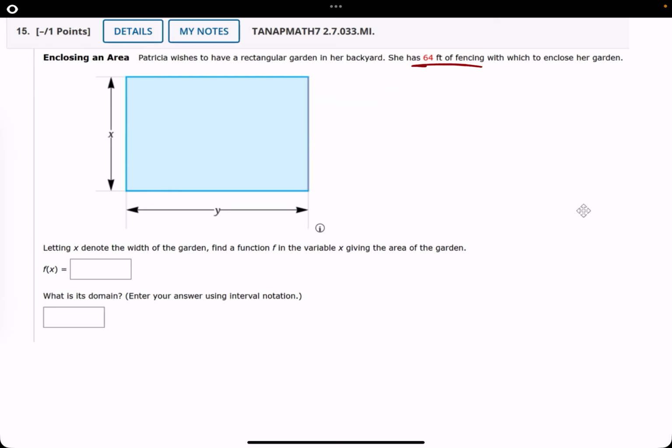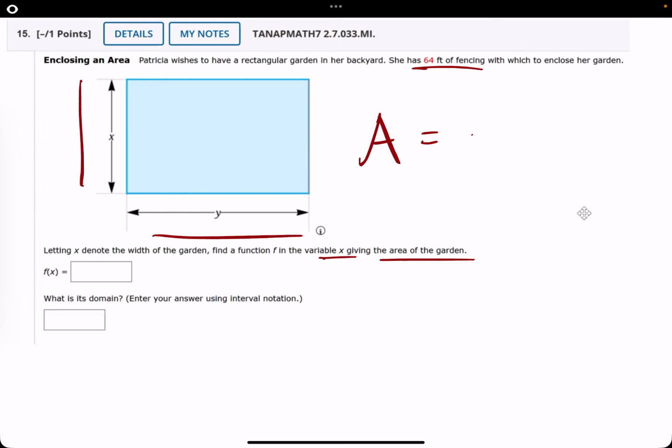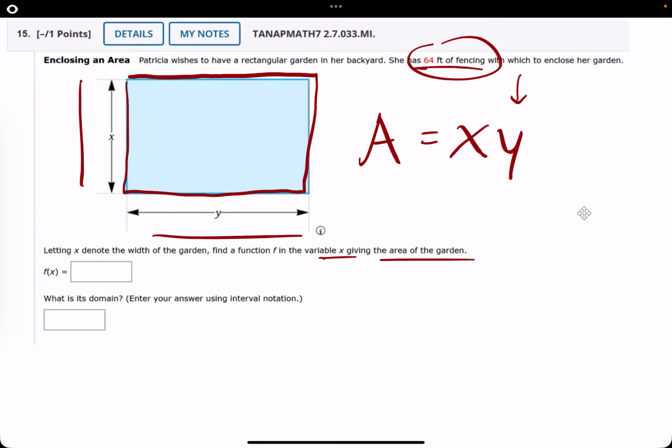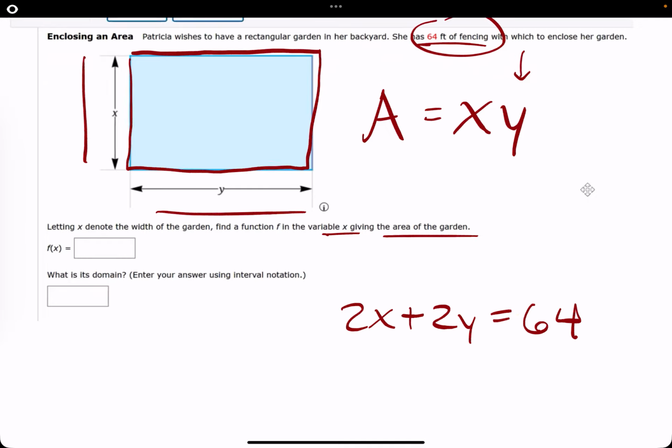Rectangular garden, 64 feet of fencing, x by y. Find the function with the variable x giving the area of the garden. Well, if we didn't have to use just x, we'd say the area is x times y, length times width. But knowing that they have 64 feet of fencing, we should be able to replace this y with something in terms of x. The 64 feet of fencing represents the surrounding fence. In other words, the perimeter of the rectangle. Perimeter is 2x plus 2y, 2 times length plus 2 times the width. And so 2x plus 2y equals 64.